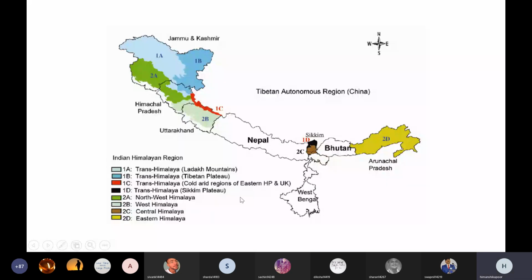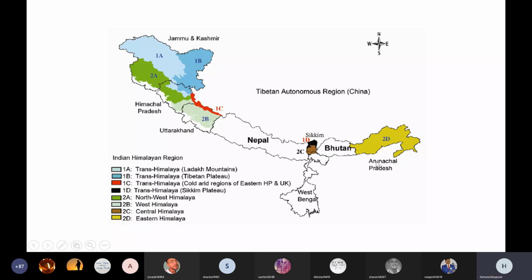You can see Northwest Himalaya in this picture. So this is the Northwest Himalaya. Here we have the West Himalaya. Then here is the Central Himalaya, and towards the northeastern side is the Eastern Himalaya. So this is how the Himalaya is spread in our country in 4 biotic provinces: the Northwest Himalaya, the Western Himalaya, the Central Himalaya, and the Eastern Himalaya.